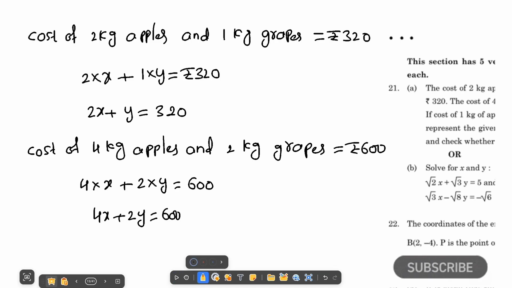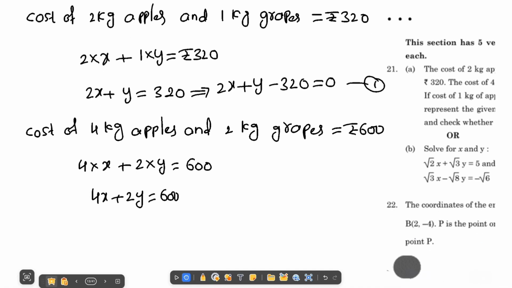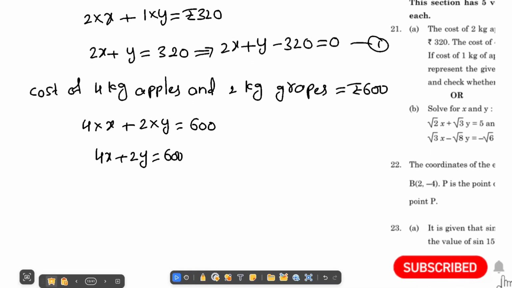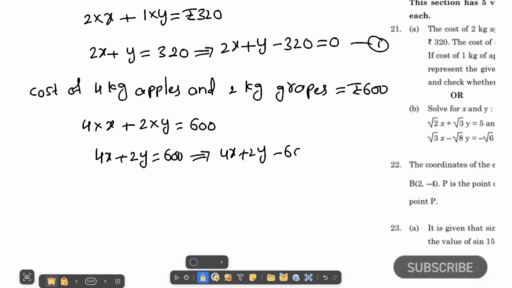So let us represent this in standard form. In standard form, we have to bring 320 to the left side: 2x plus y minus 320 equals 0. So that is equation 1. Here also we represent this equation in standard form. For that we have to bring 600 to the left side. It will become 4x plus 2y minus 600 equals 0. Let this be equation 2.